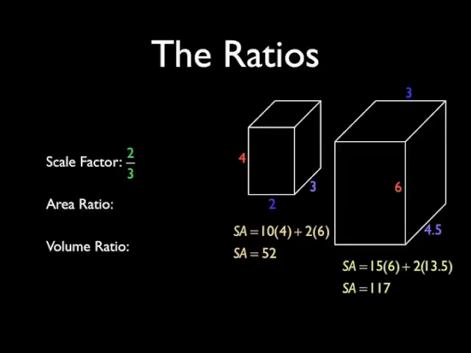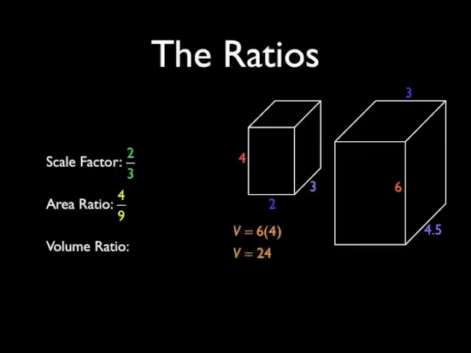So our area ratio is going to be 52 over 117, and that reduces to 4/9. So our area ratio is 4/9. Now, to find the volume ratio, the volume is the area of the base times the height. So the volume is 24 cubic units of the smaller prism. Of the larger prism, it gives us 81 cubic units. So our volume ratio is 24 over 81. Divide top and bottom by 3, you get 8/27. So our volume ratio is 8/27.